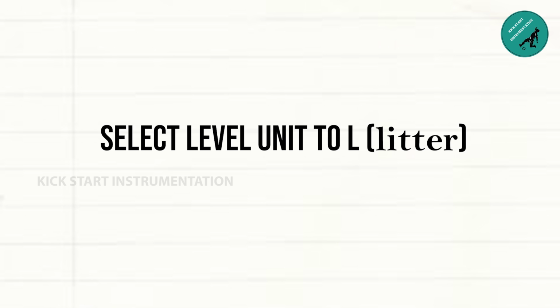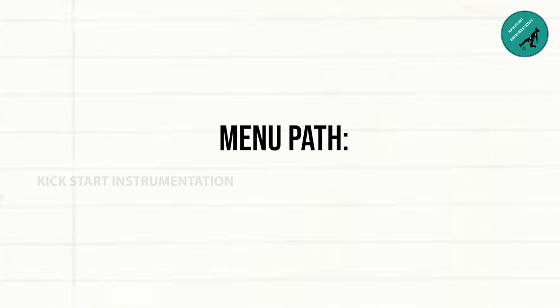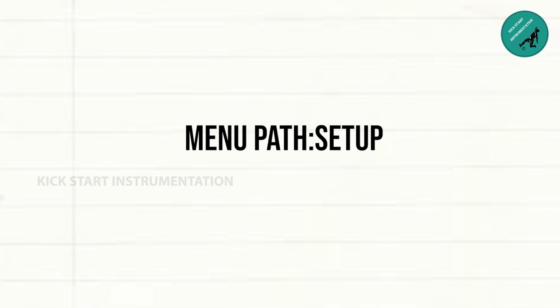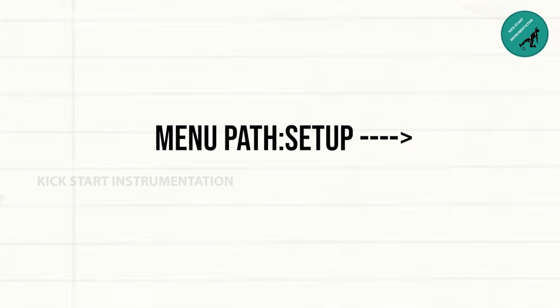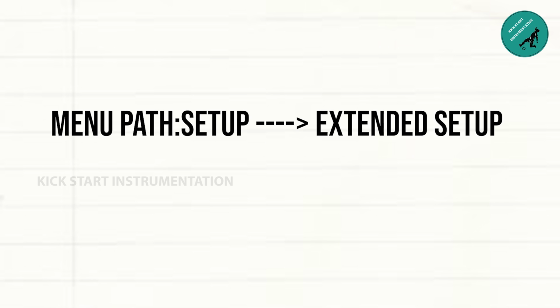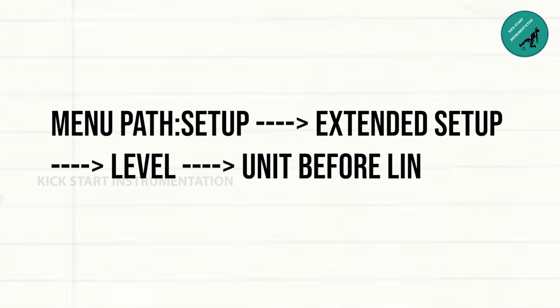Fourth, select level unit to liter. Menu path: search for setup and press enter. Search for extended setup and press enter. Search for level and press enter. Search for unit before lin and press enter. Search for L and press enter.